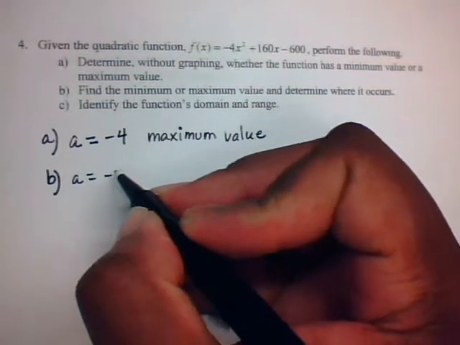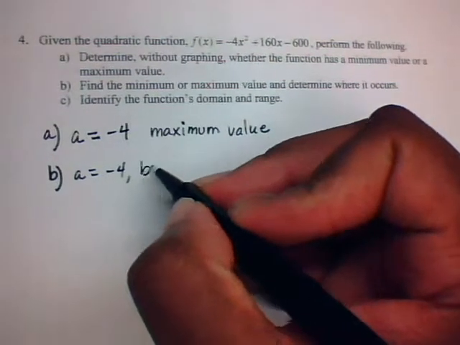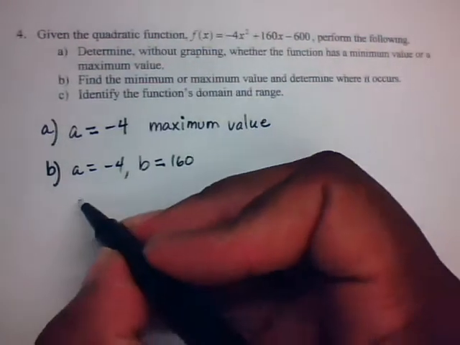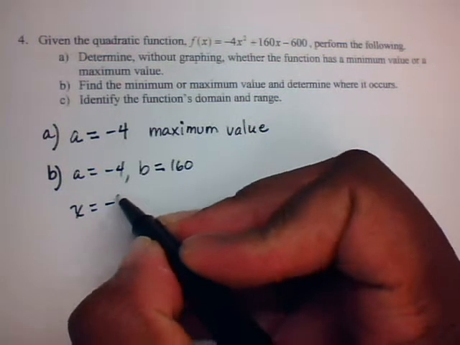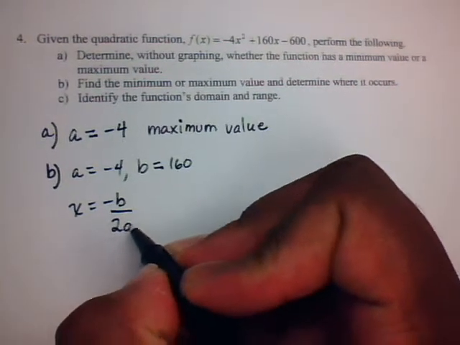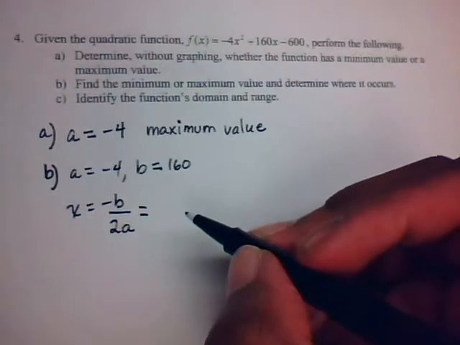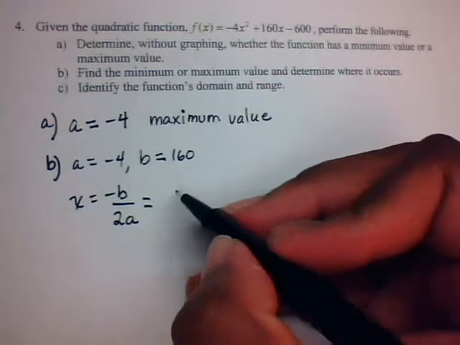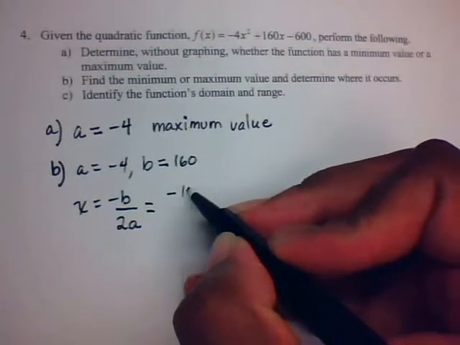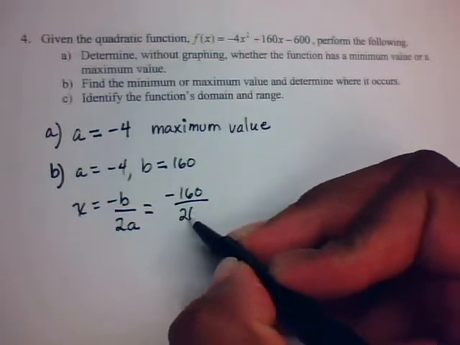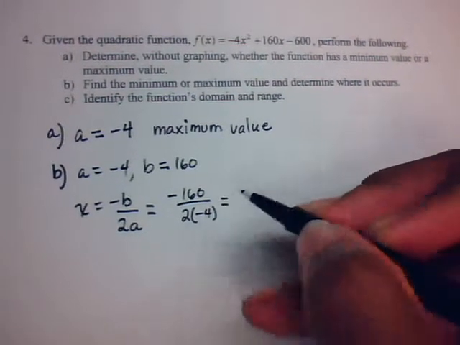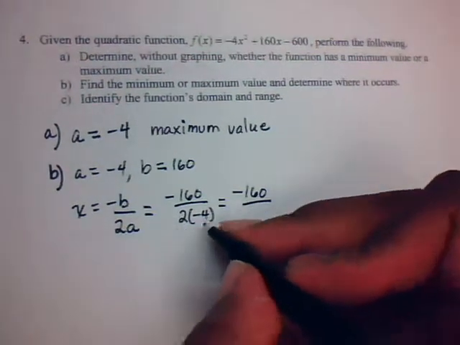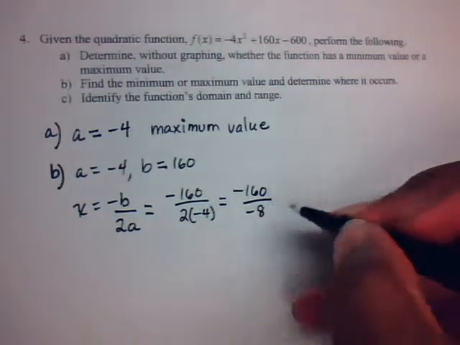We need to identify a, which is, of course, negative 4. b is the number in front of your x. That's 160. And, of course, we use x equals negative b over 2a to determine where that maximum occurs. Just replace the a and the b in this formula. We get negative b, which is 160, divided by 2 times a, which is negative 4. So now you get negative 160 divided by 2 times negative 4, which is negative 8.